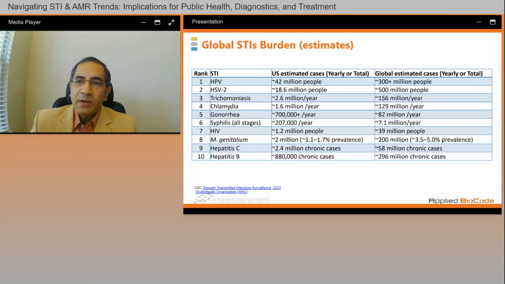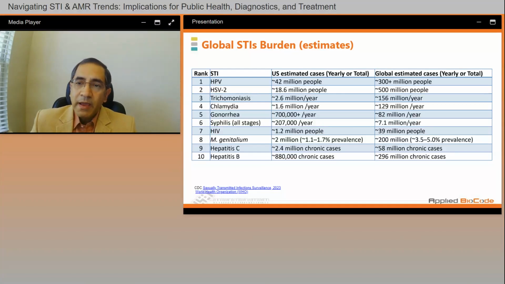Globally, sexually transmitted infections continue to pose a significant public health burden. Summarized in the slide are the top 10 sexually transmitted infections encountered in the US. They are ranked according to the prevalence and/or incidence in the US. Worldwide, approximately 1.8 billion, and in the US, about 72 million people have infections categorized as sexually transmitted infections.